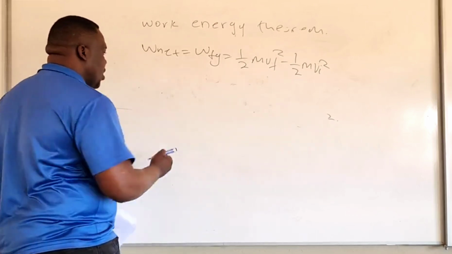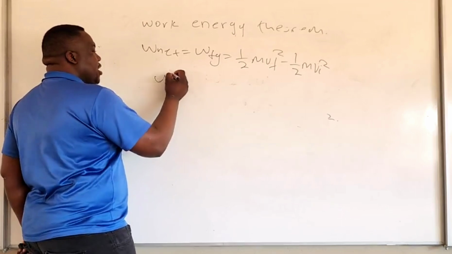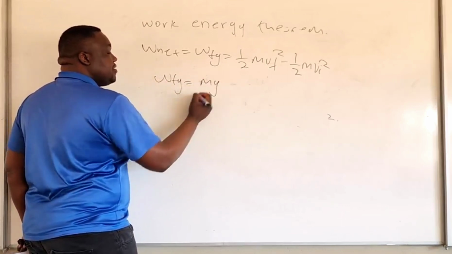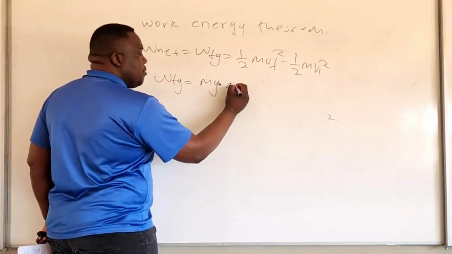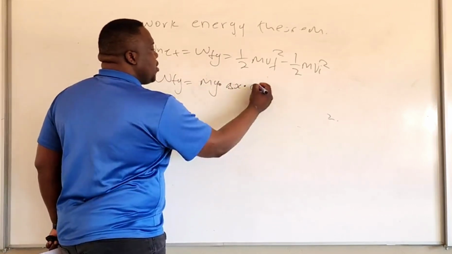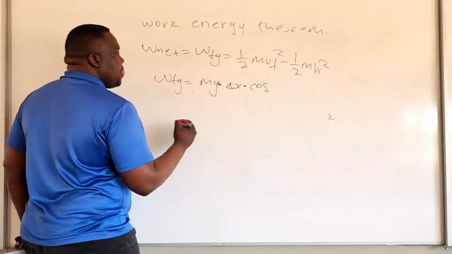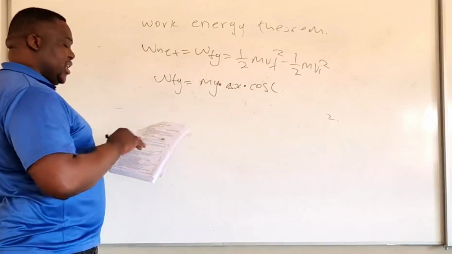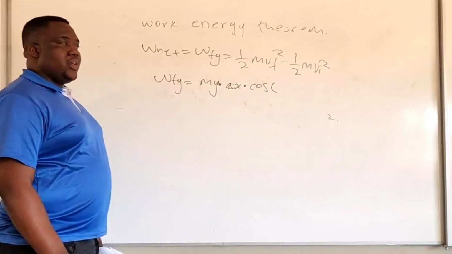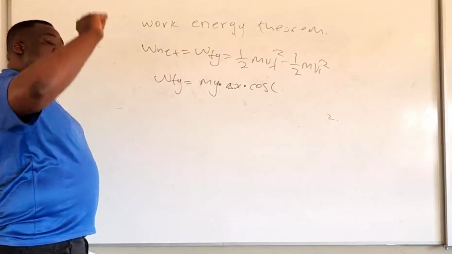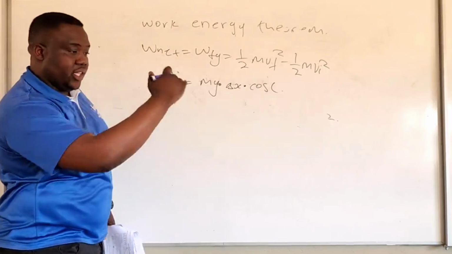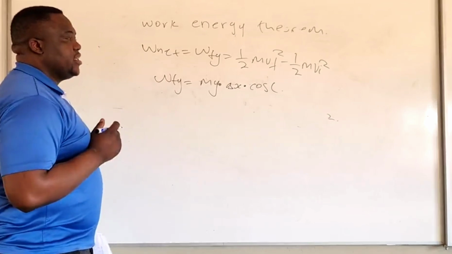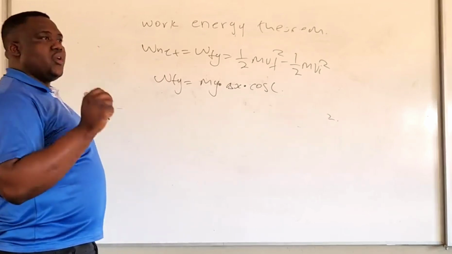So it is going to be simple. Work done by gravitational force is going to be mg, the gravitational force itself, multiplied by the displacement, multiplied by cos theta. What is the theta that we're going to use? The object is going down. When we are using the height, not the horizontal displacement, the theta we use is either 0 or 180.